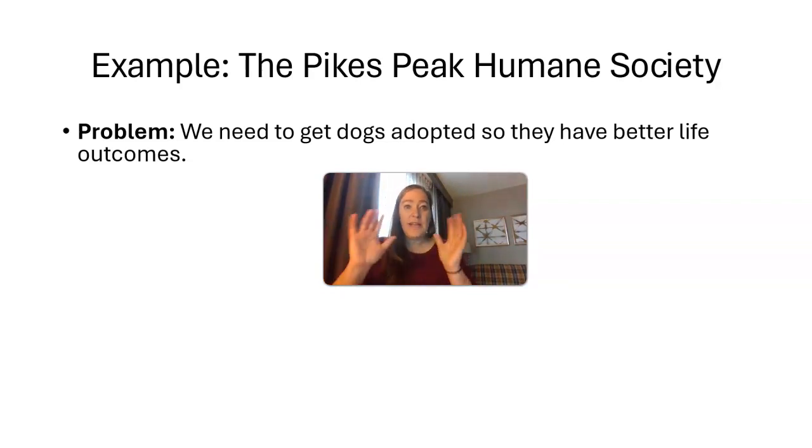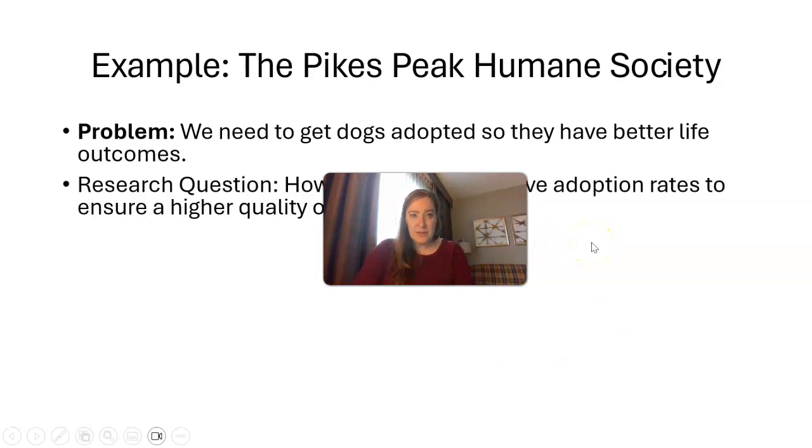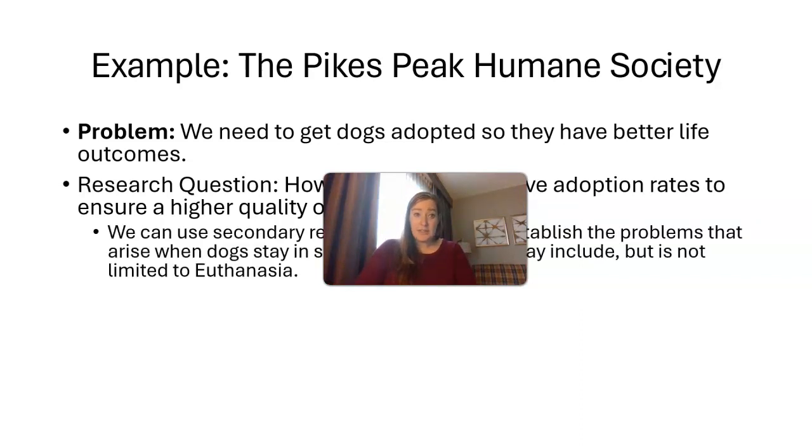So I can say, okay, look, what I see out there is that there's a need and there's a conversation about how to get dogs adopted so that they have better life outcomes. So my question could be, how can shelters improve adoption rates to ensure a higher quality of life for dogs?